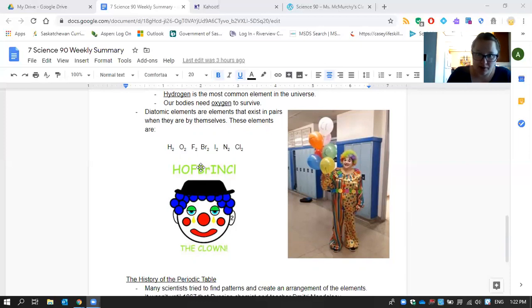There's 7 diatomic elements. Later on, if you decide to go into, say, chemistry 30 or even physical science 20, there is one other element. It's not diatomic, but it does exist in multiple atoms of itself, which would be sulfur. But that one is not in pairs of 2. I think I've seen it in groups of 8. So we wouldn't consider sulfur as being diatomic.